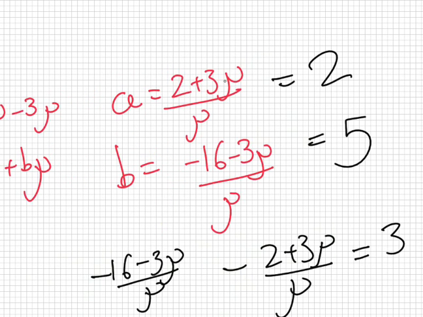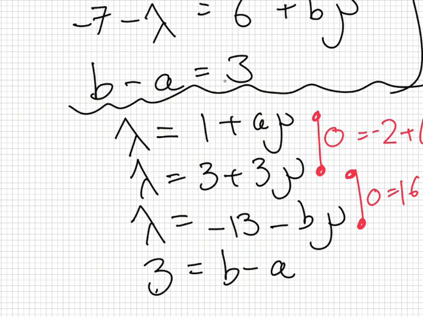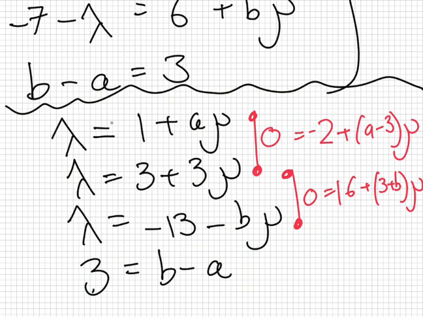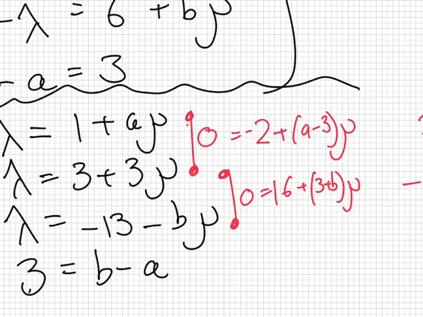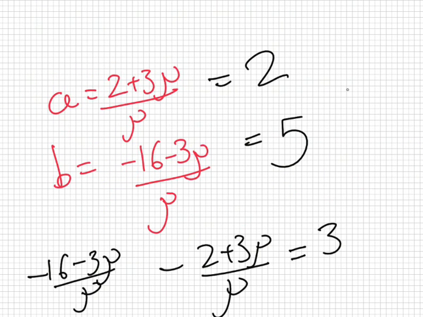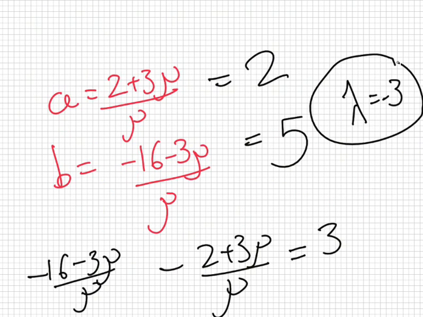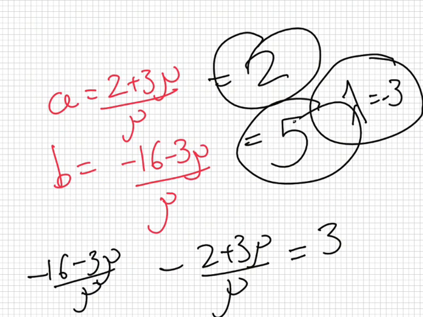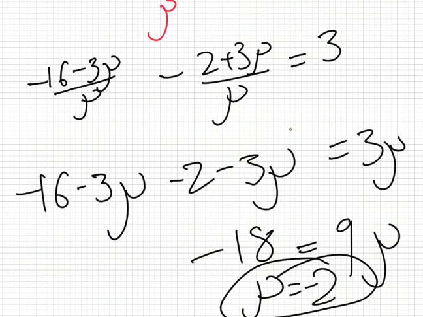What's left to get? Lambda. So let's go back to this. What's the best one for lambda? Here. 3 plus 3 mu. What's mu? Minus 2. Minus 2, is it? Oh, it is, yeah. 3 minus 6? Minus 3. Lambda, sorry. Lambda equals minus 3. So I have my lambda, I have my A, I have my B, I have my mu, so I have myself 9 marks. Wow.